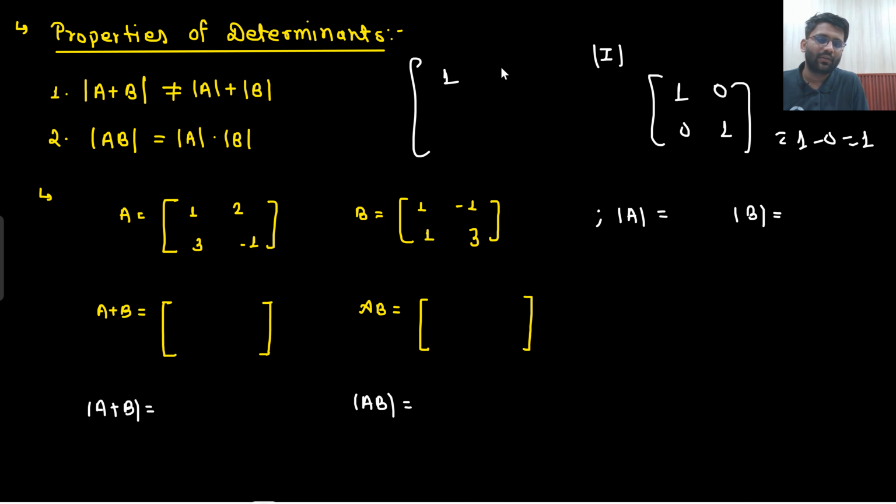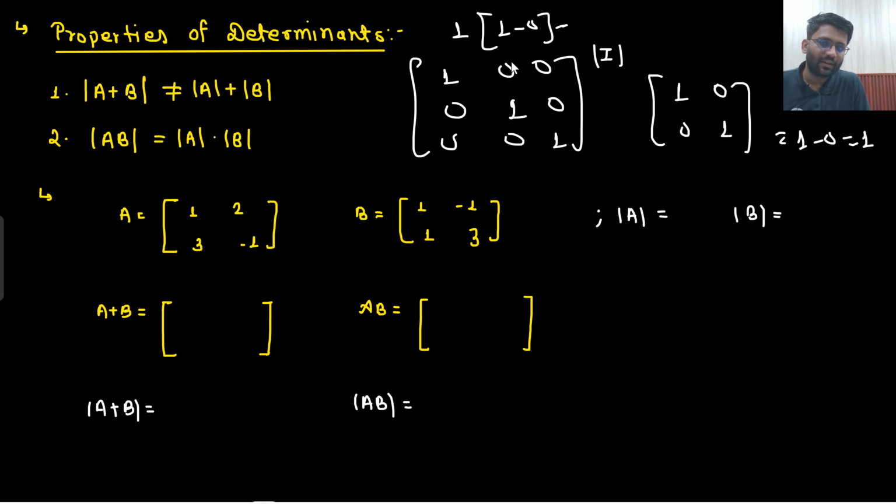Or you take this one. 1, 0, 0, 0, 1, 0, 0, 0, 1. With respect to any row, you can expand, or with respect to any column, you can expand. I am expanding with respect to this one. So what will I get? 1 into 1 will be 1, 1 minus 0. Then minus 0, whatever comes, I don't care about it. Then plus 0, whatever comes, I don't care about it. What is 1 into 1? That will be 1 only. So determinant of any identity matrix is 1.